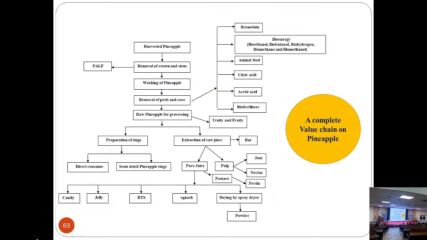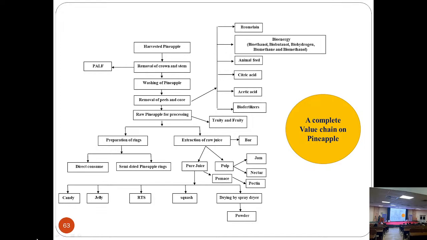Through this slide, just have a look. It is a complete value chain. This slide shows that it is very clear how the harvested pineapple goes into its juice and jams, and then all sorts of things. This means all parts of the pineapple are fruitfully utilized, and it is clearly mentioned on the slides.